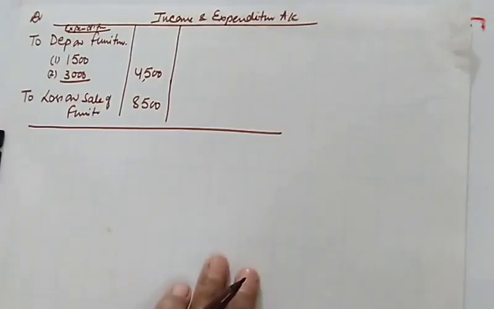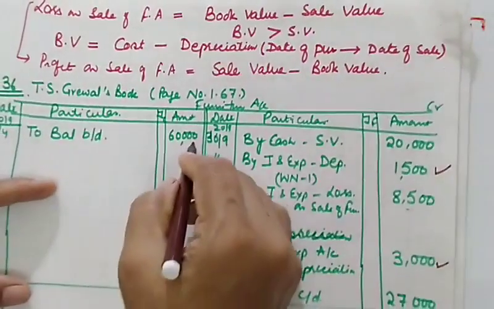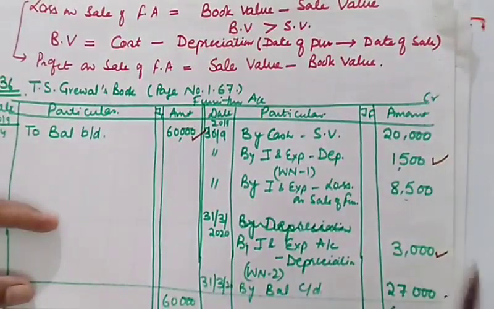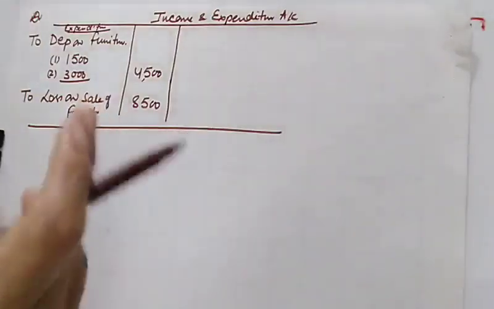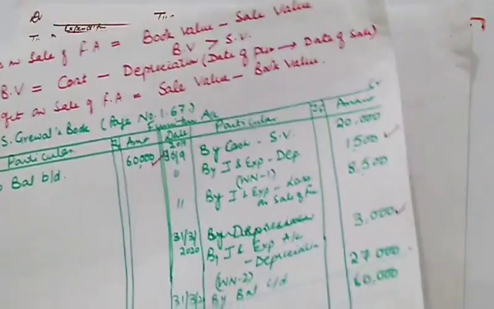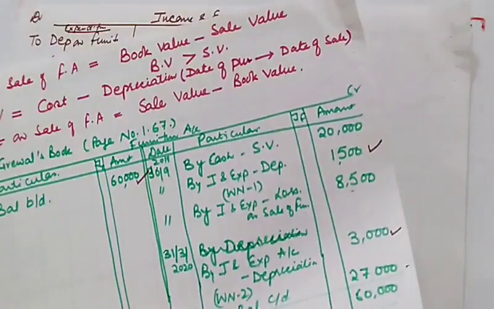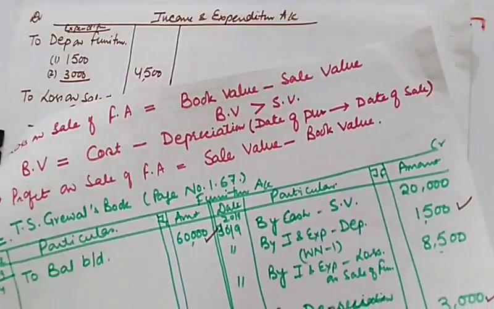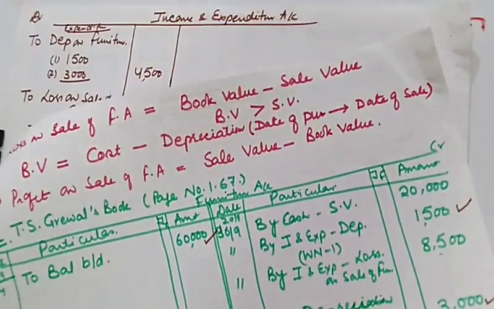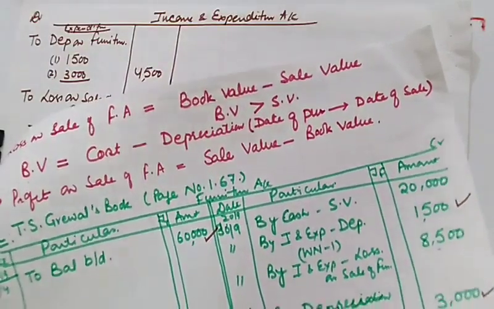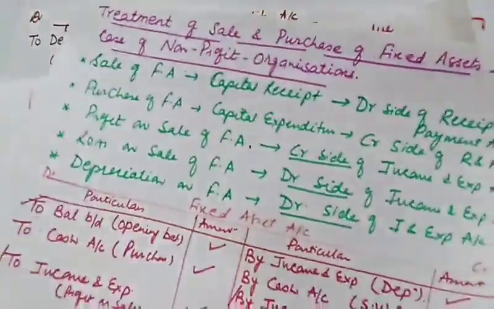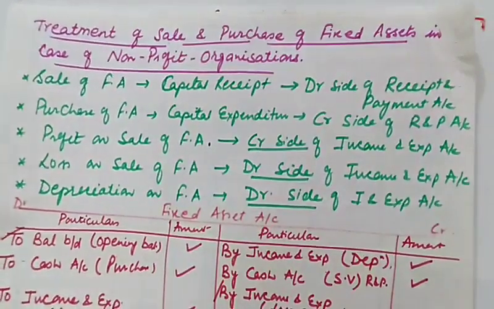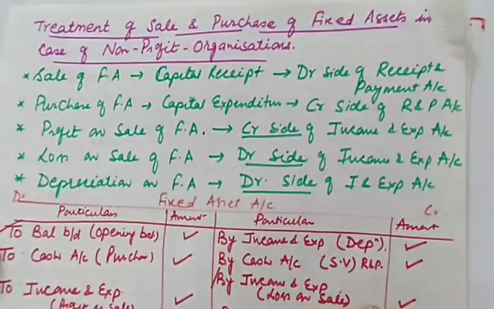If you are also required to make the opening and closing balance sheet, you will be showing this in the opening balance sheet, asset side, and this in the closing balance sheet. So I hope the treatment of how to deal with the furniture account and what adjustments we'll be doing in the furniture account is clear to you. So this was the format of a fixed asset account. It can be furniture, it can be any equipment which a non-profit organization uses.